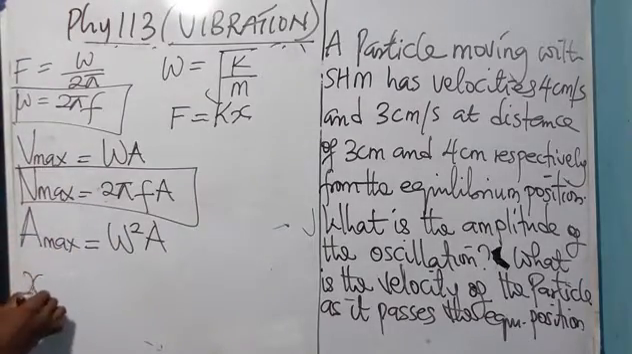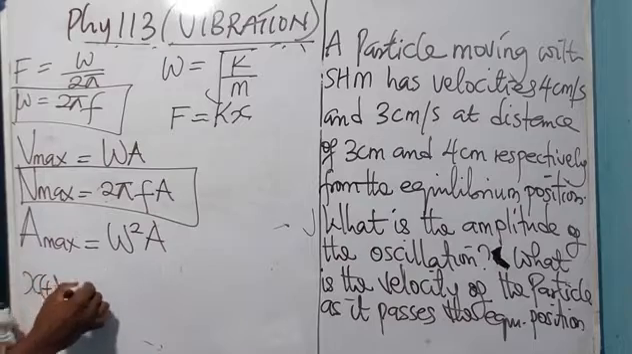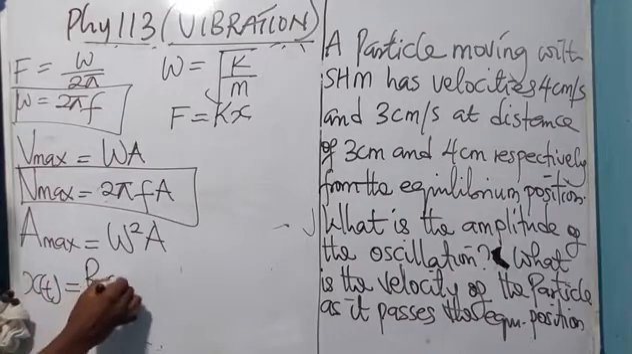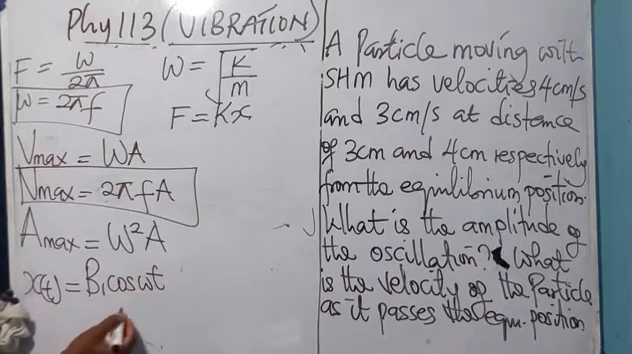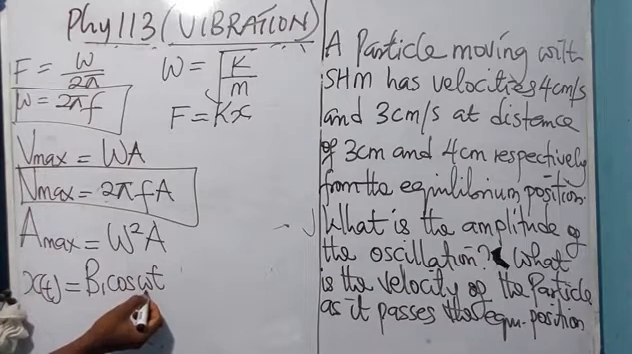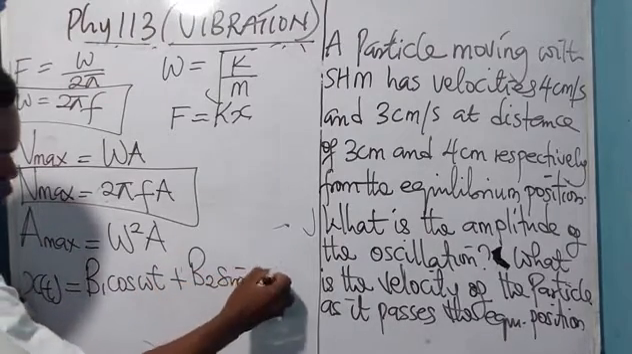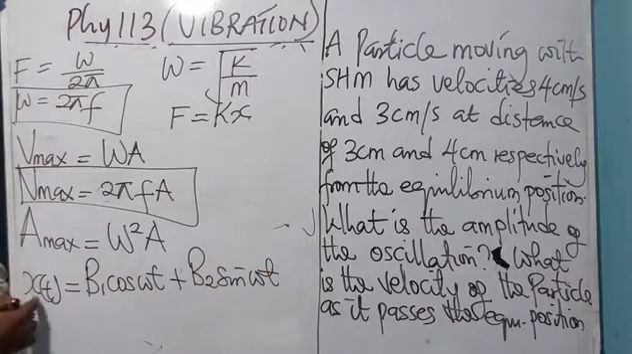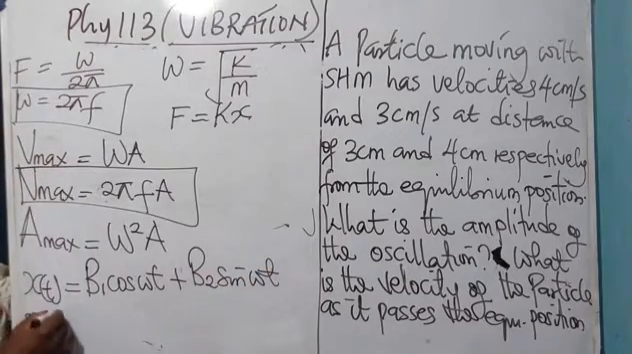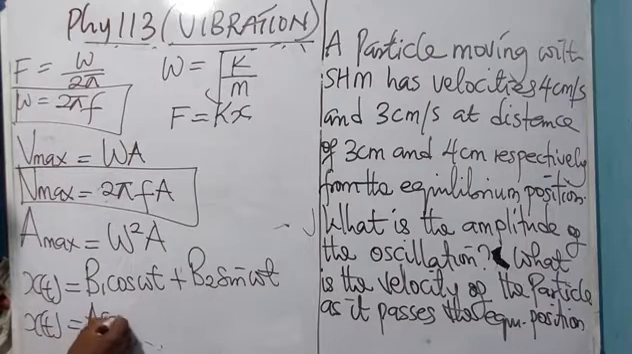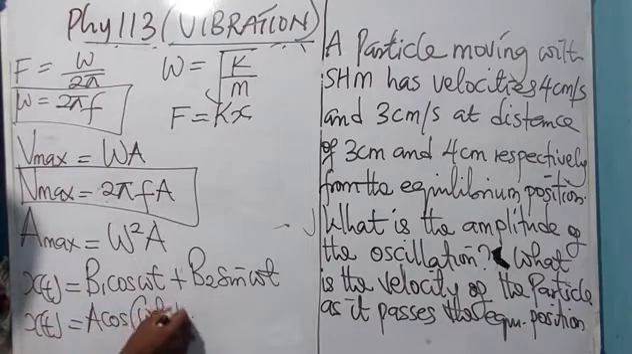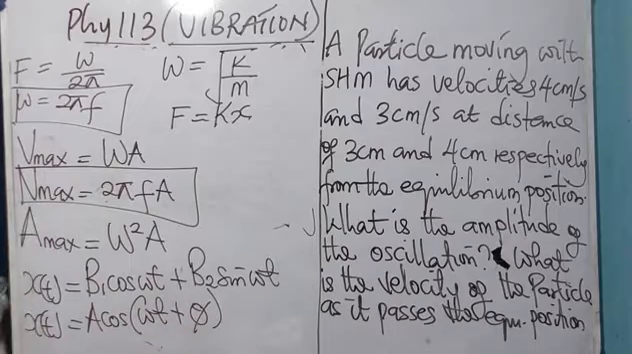as x, which is in T, equals B1 cos WT. Of course, I told us the meaning of W, which is angular velocity, plus B2 sine WT. I can also give it as x equals A cos, open bracket, WT plus phase angle. Now, this phase angle is the phase angle difference.